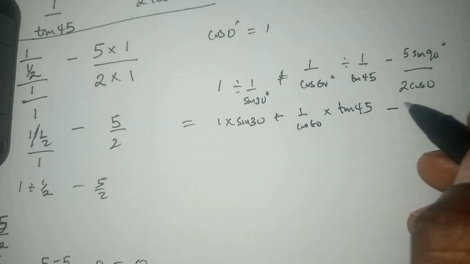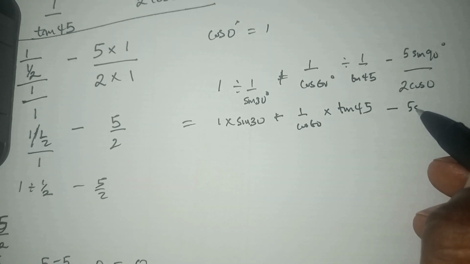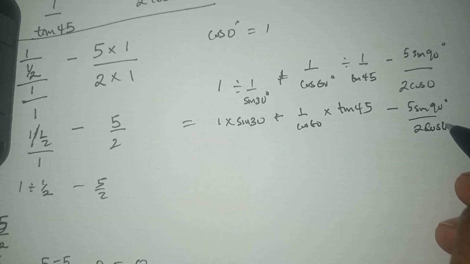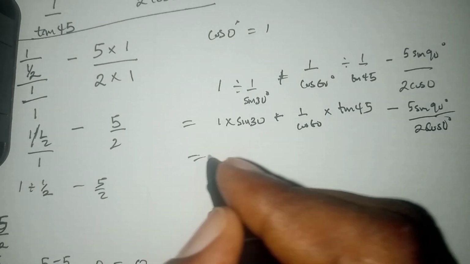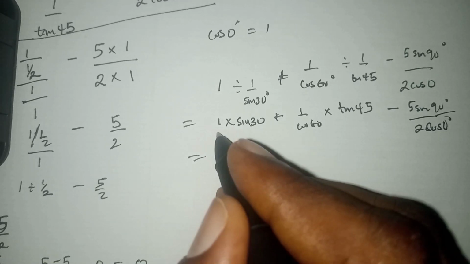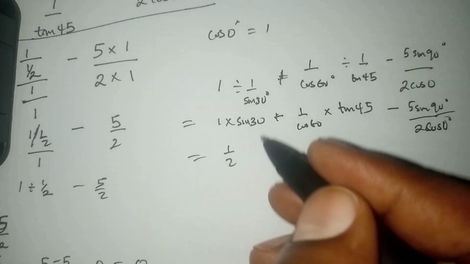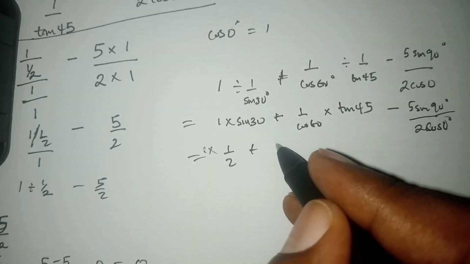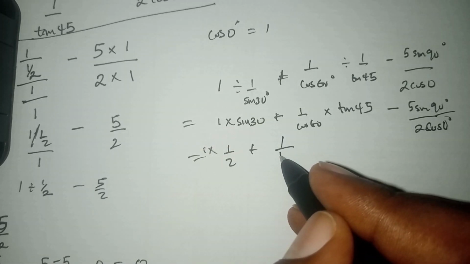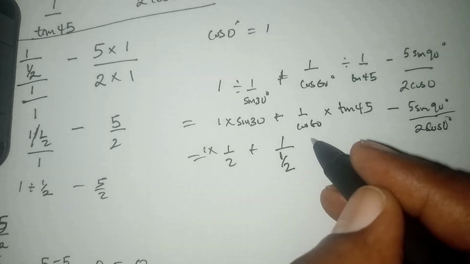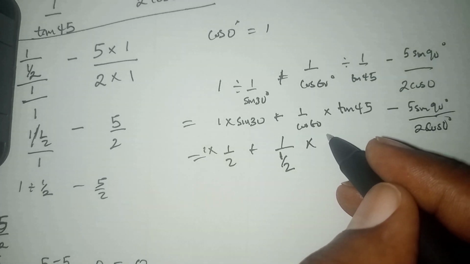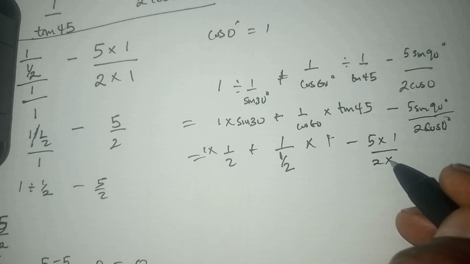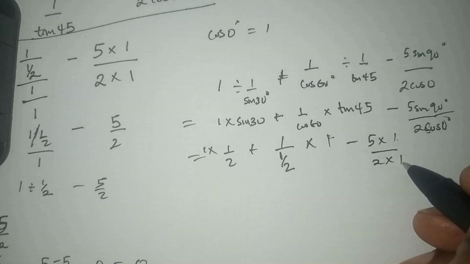So there are different ways of doing it. Then 5 sine 90 degrees over 2. I think maybe you follow this one. This one is simpler. Sine 30 is 1 over 2. 1 times sine 30 is sine 30, and sine 30 is 1 over 2. Then plus, cos 60 is also 1 over 2, then times tan 45 is 1. Then minus 5 times 1 over 2 times 1. Sine 90 is 1. Cos 0 is 1.